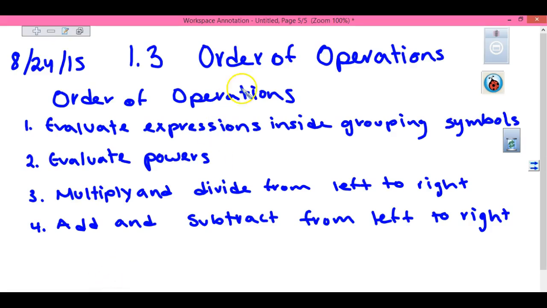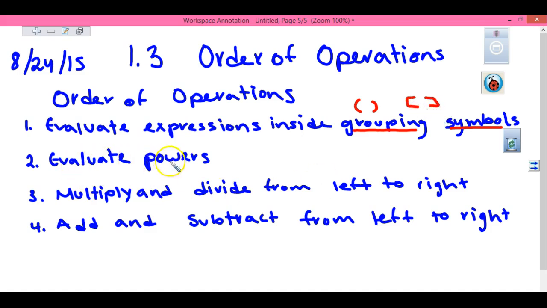Today we're talking about order of operations, and order of operations is a set of rules that mathematicians have agreed to when we have to evaluate expressions that have more than one operation. So when we have an expression that has more than one operation, operations meaning addition, subtraction, multiplication, and division, we have to evaluate the expressions inside grouping symbols first. Grouping symbols means, for example, parentheses or brackets.